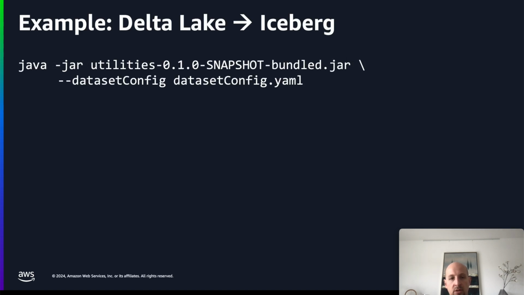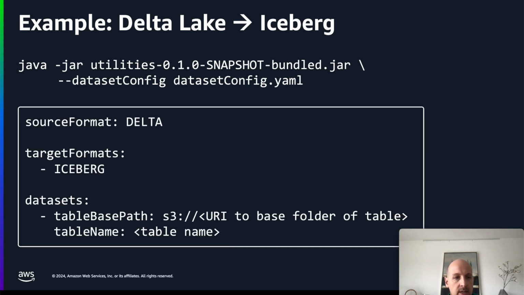Because many of you are practitioners, let us look into how we would actually invoke XTable. As I said before, it's a Java executable. In this case, it's a utilities jar, and you would just invoke it with your Java virtual machine and pass a dataset configuration to it. A dataset configuration in a minimal form could look as follows, again in our case of converting Delta to Iceberg.